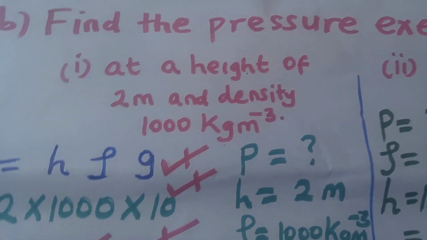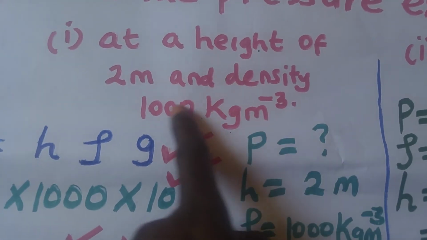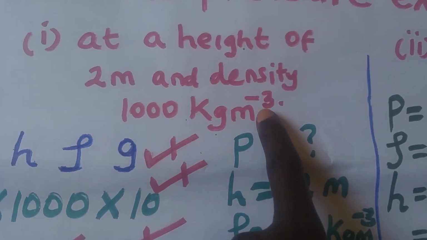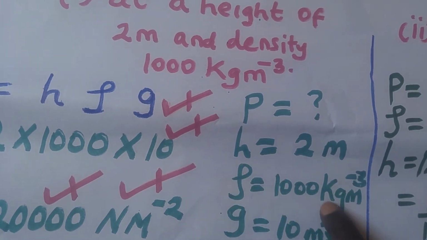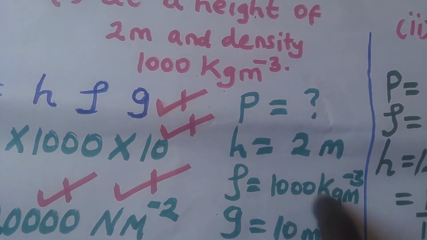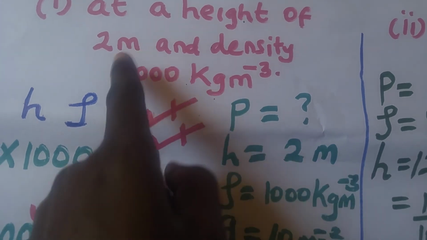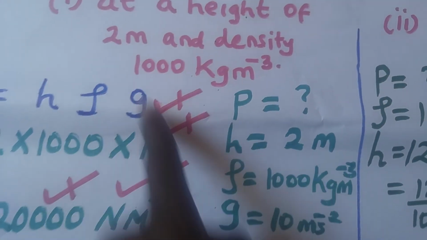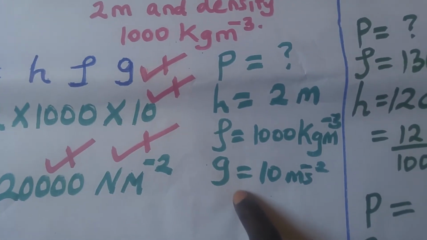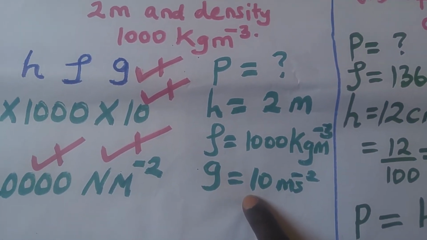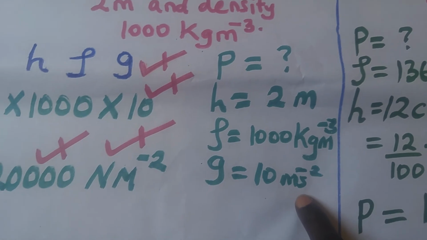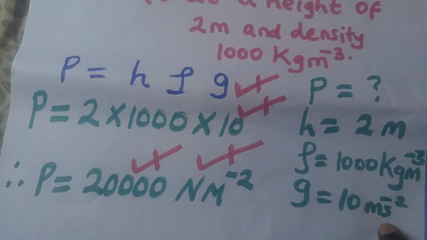So let us see how we are given here. Our density is given, you see, the density is here. It's already in kilograms per meter cubed. So our density rho is already in kilograms per meter cubed. Then our height is here, 2 meters. Then the acceleration due to gravity has not been mentioned. That means you can use what? 10 meters per second squared.